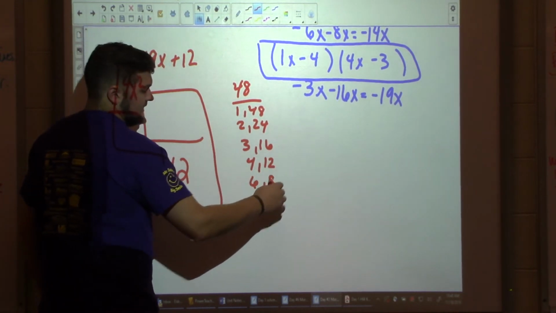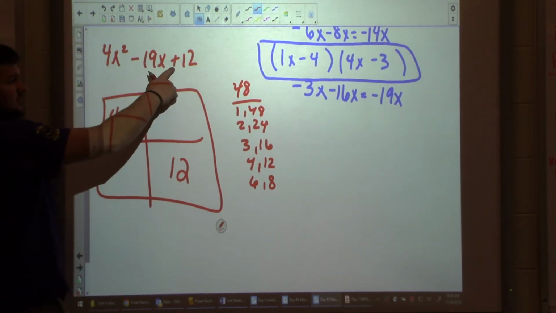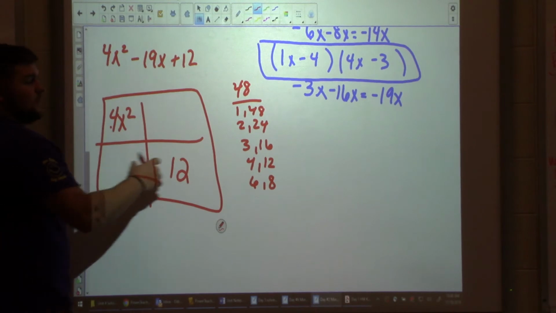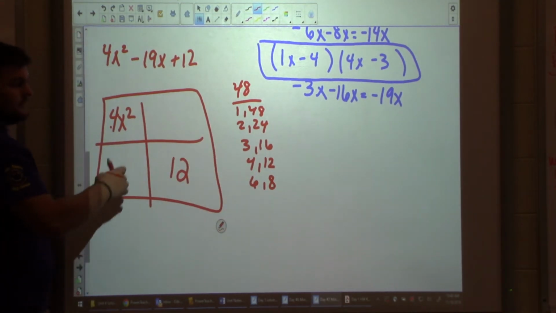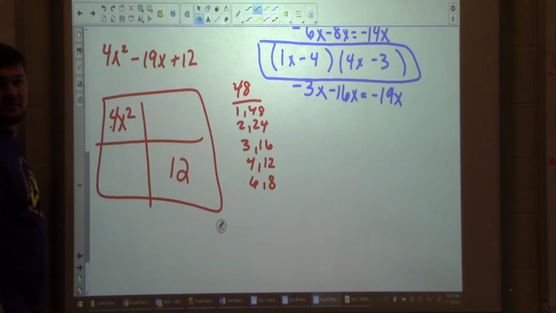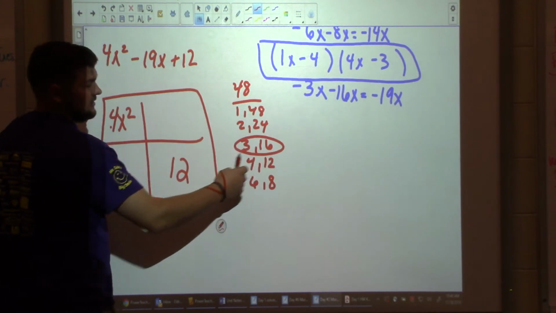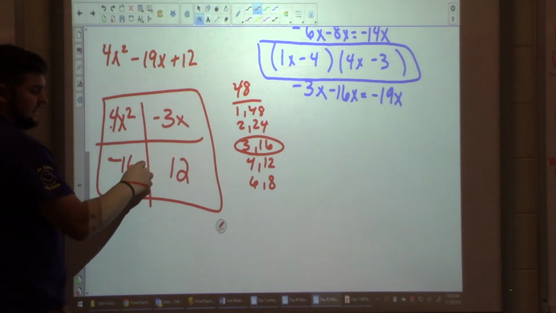And now I have to figure out, remember they're both going to be negative because they multiply to a positive and add to a negative. Which of these factors would add to negative 19? 3 and 16. So I'd go negative 3x, negative 16x.